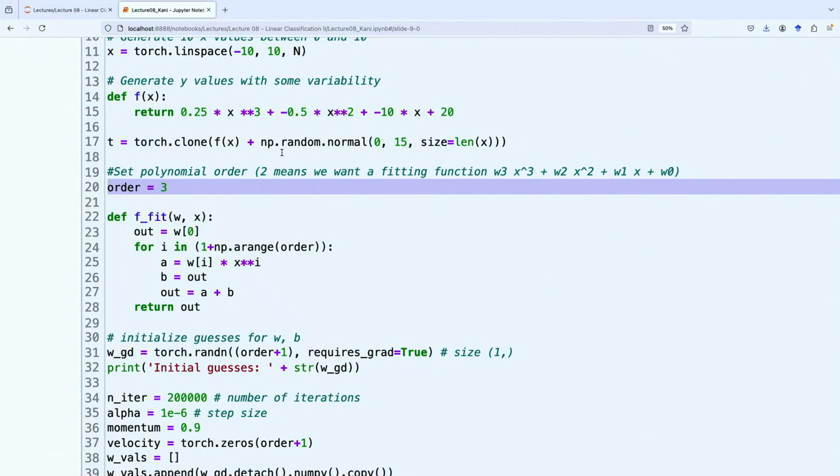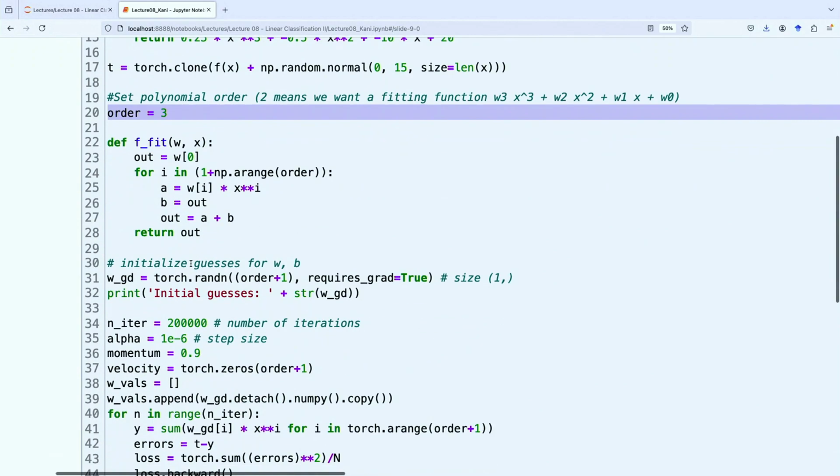And let's simply say that the fit is a bunch of weights times inputs. So weight 0, this is the bias, plus weight 1 times x to the 1, plus weight 2 times x to the 2, plus weight 3 times x to the 3. This is literally just the polynomial fit. I just wrote it a bit generally to make the code more generalizable for our discussion later.